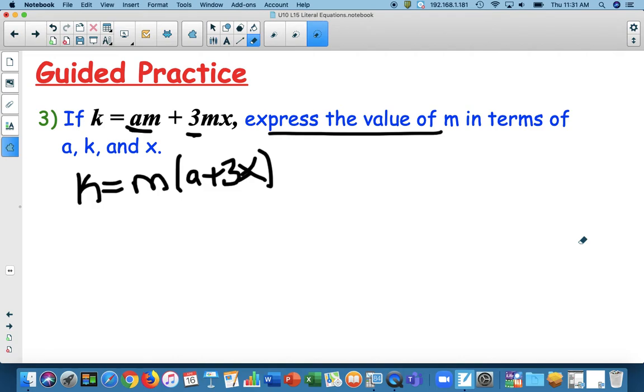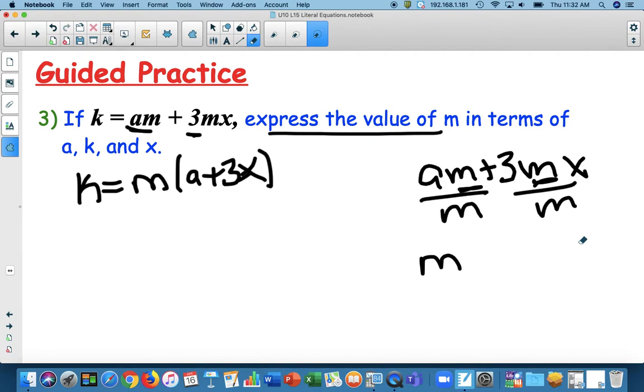All right, so we have k equals m times a plus 3x. Again, the reason I factored at the end is I GCF'd it. Imagine I have am and 3mx. The m is our common factor, so if I pull it out and divide both sides by m, I'm left with a plus 3x.